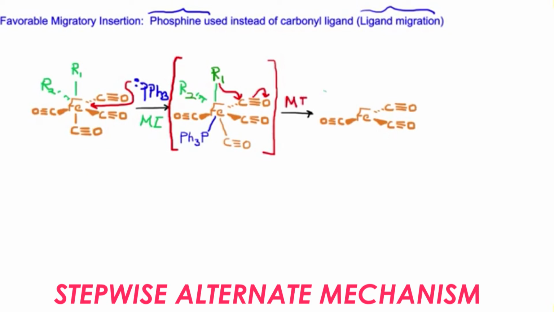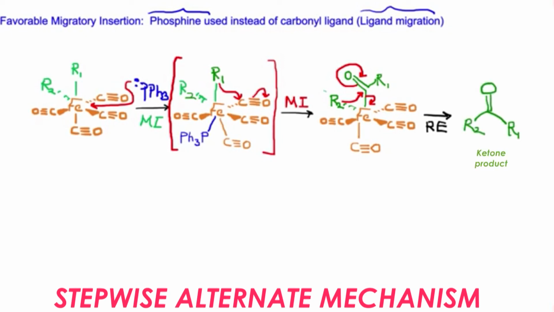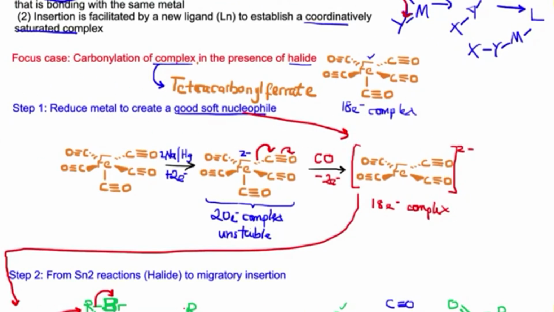So that's about it for this particular video. Hope you're able to understand the ligand migration that is happening right in here to favor the migratory insertion that leads to the formation of our ketone product when we use a tetracarbonyl ferrate dianion catalyst to trigger this particular carbonylation reaction.